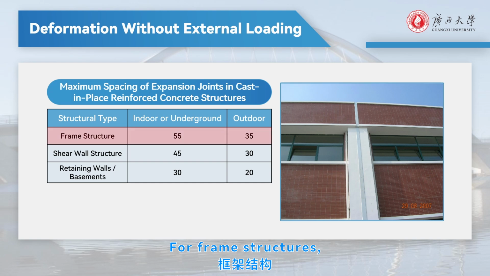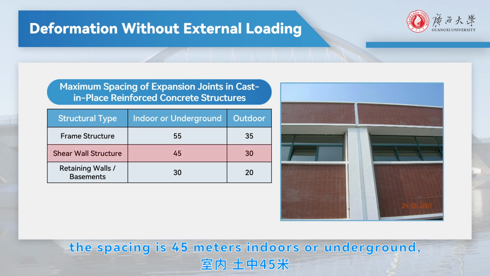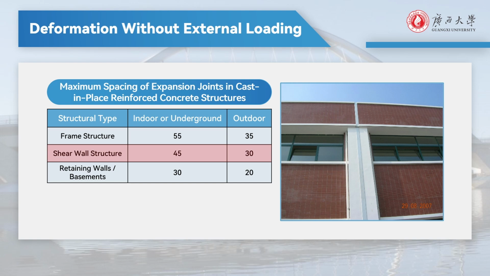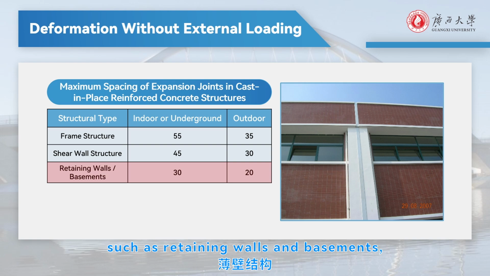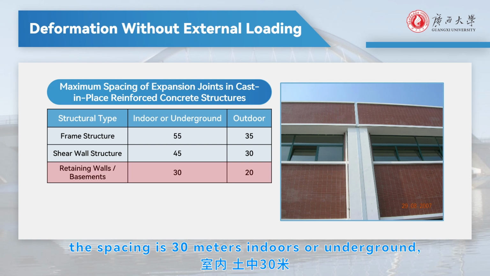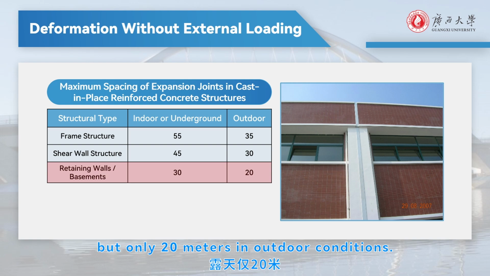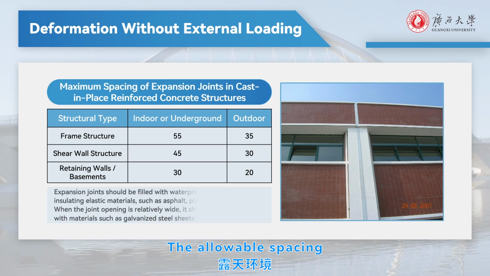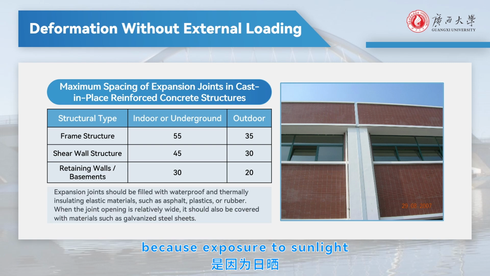For frame structures, the maximum spacing is 55 meters in indoor or underground conditions, but it is reduced to 35 meters in outdoor environments. For shear wall structures, the spacing is 45 meters indoors or underground and 30 meters outdoors. For thin-walled structures such as retaining walls and basements, the spacing is 30 meters indoors or underground, but only 20 meters in outdoor conditions.